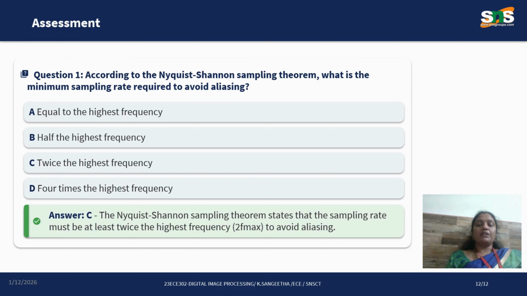And this is the assessment time. According to the Nyquist-Shannon sampling theorem, what is the minimum sampling rate required to avoid the aliasing effect? That is twice the highest frequency, that is Fs greater than 2f max, the maximum frequency.